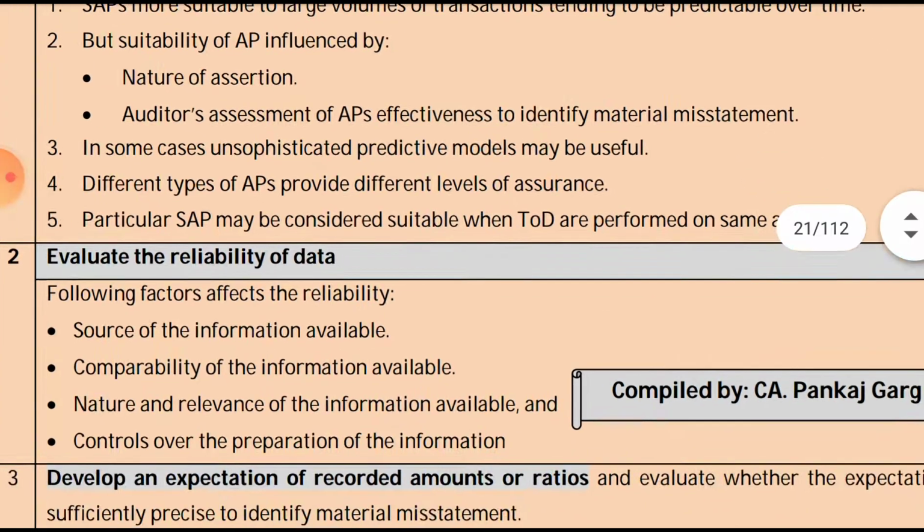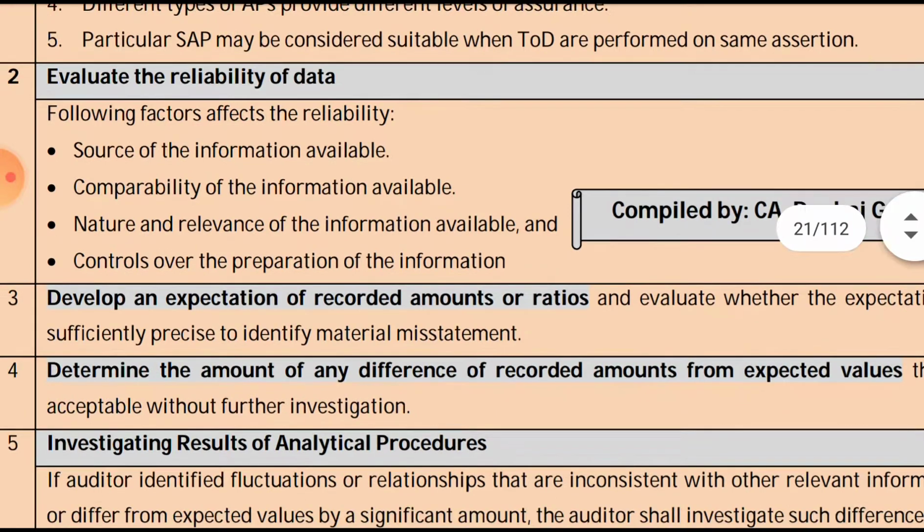Then there is a second concept, that is, evaluate the reliability of the data. The following factors affect the reliability: first, the source of the available information; comparability of the available information; nature and relevance of the available information; and the control over the preparation of the information.